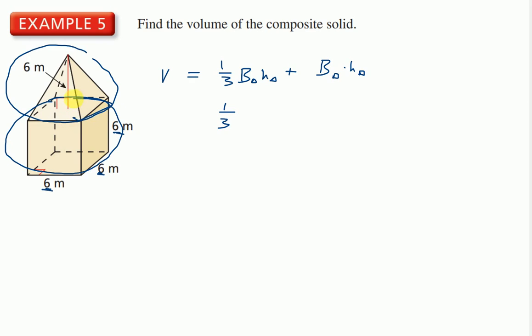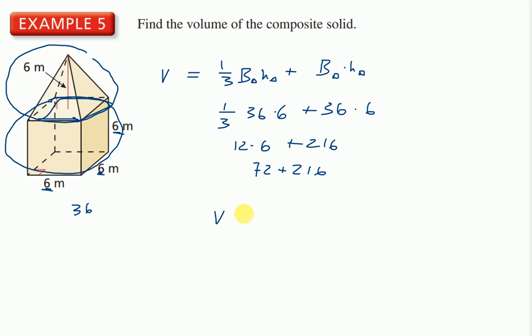Now this base right here is 6 by 6, that's 36. So 1/3 of 36 times the height of 6, plus this one's also 36 times 6. 1/3 of 36 is 12, times 6 is 72, plus 36 times 6 is 216. The volume of the entire shape is 288 meters cubed. Boom.